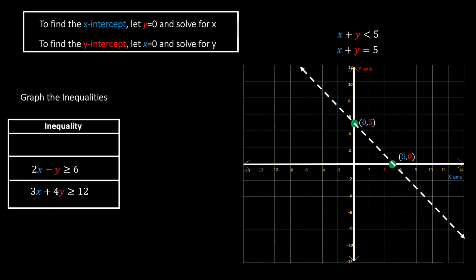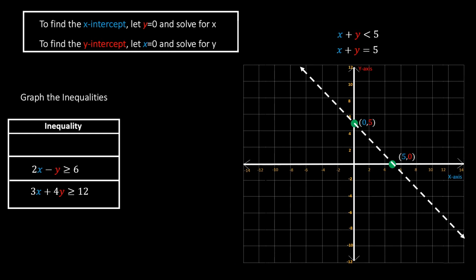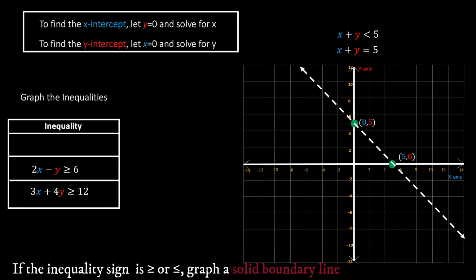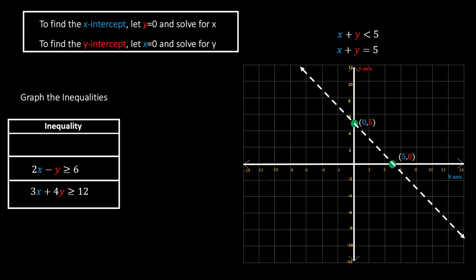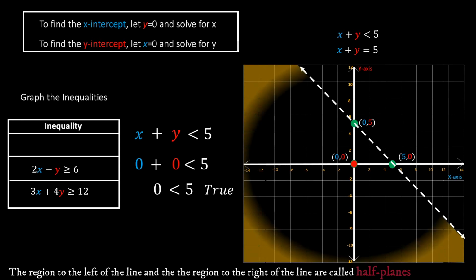Remember, if the inequality sign is a greater than or less than sign, we graph a dashed line. If the inequality sign is a greater than or equal to sign or a less than or equal to sign, we graph a solid line. Now let's choose a point that is not on the line as a test point. Let's choose the origin, (0, 0). If we substitute it into the inequality, we get 0 plus 0 is less than 5, or 0 is less than 5. This is a true statement. This means that we can shade in the half plane that contains the test point.